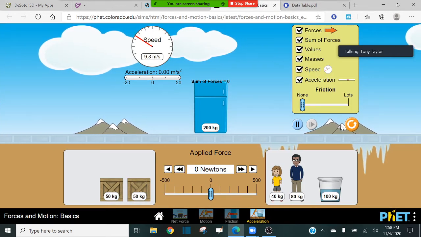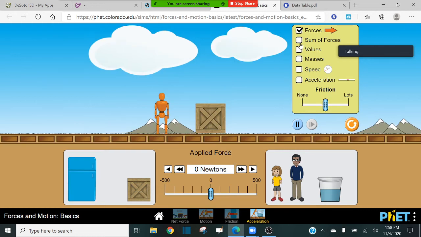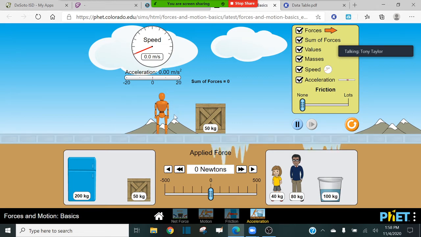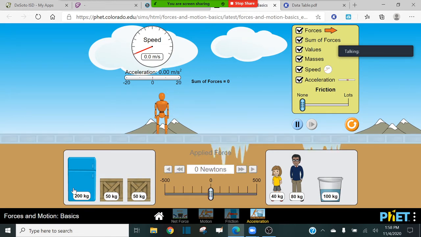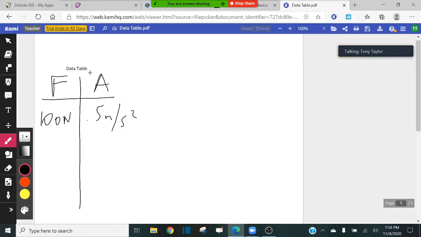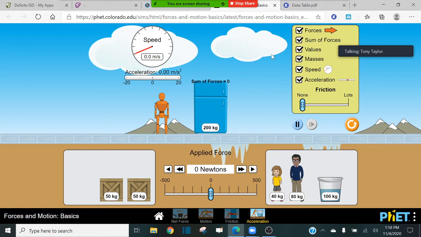I'm going to reset this here. So what if I want to get another data point? Remember what I said, guys. Whenever you're figuring out the relationship between force and acceleration, you want to hold mass constant. So now I want to get another data point.